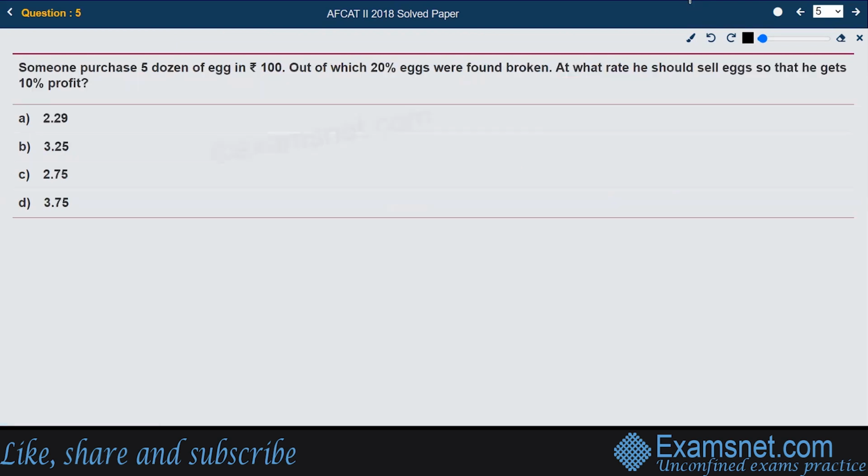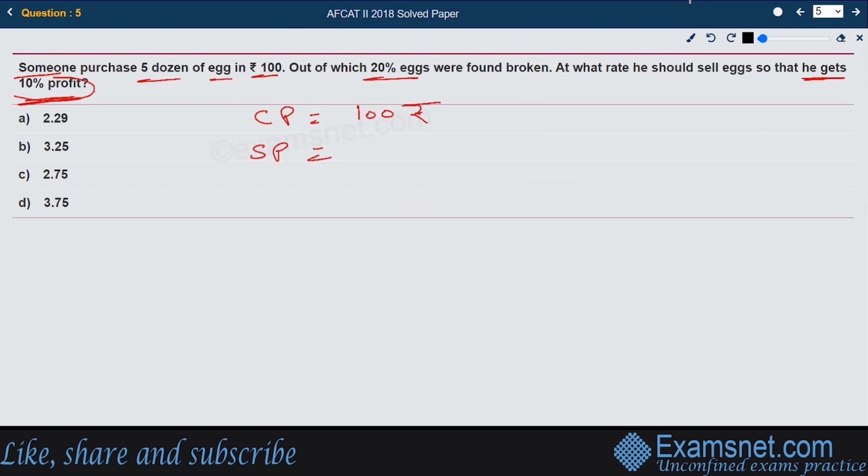Question number 5. Someone purchased 5 dozen eggs for 100 rupees, out of which 20% of the eggs were found broken. At what rate should he sell the eggs so that he gets a 10% profit? Okay, first of all, we need to know the cost price is 100 rupees. And the selling price, how much selling price does he want?